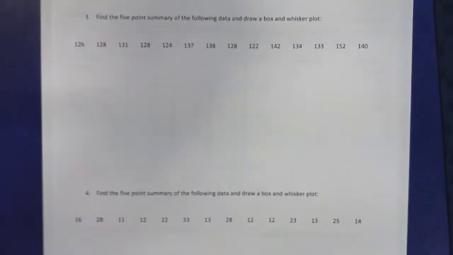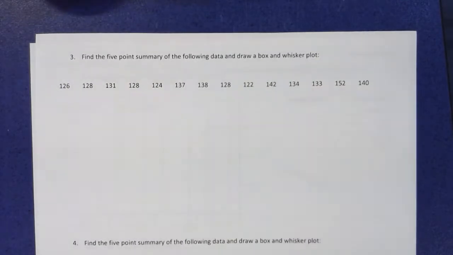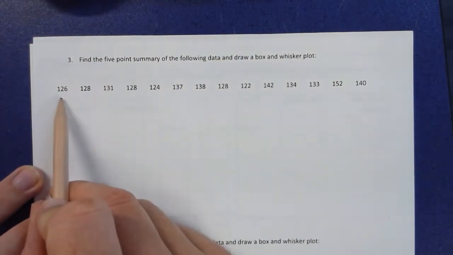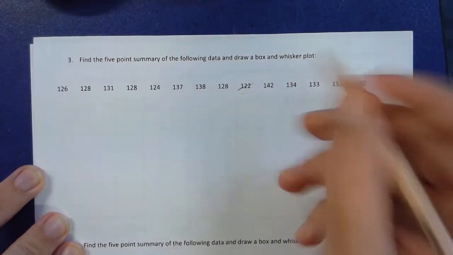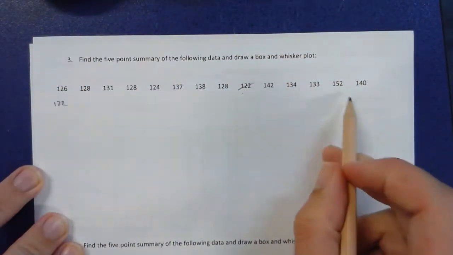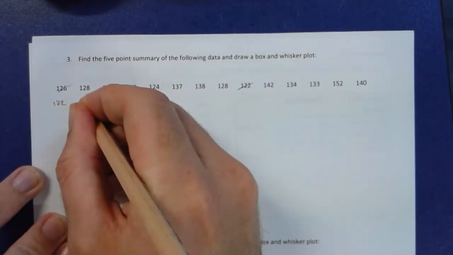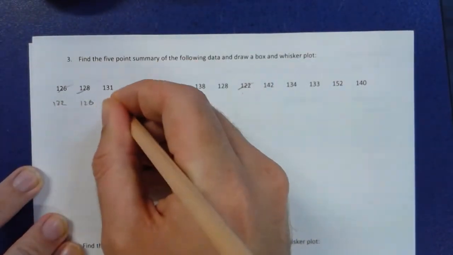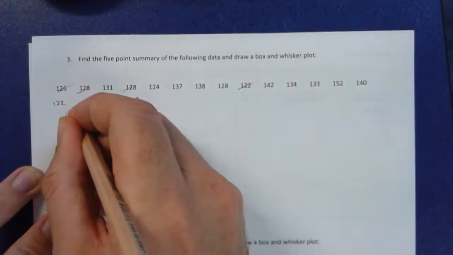Number 3. Right. 5-point summary and box and whisker plots. They're really common, these sorts of questions. Now, with any sort of averages, you've got to put the data in order and write it out yourself. So let's find the smallest. 122. Yep. All right. Now let's go next one. We got a 126, then 128, 128. Oh, I've missed out a 124, so I'll make sure I've got 124 in there.